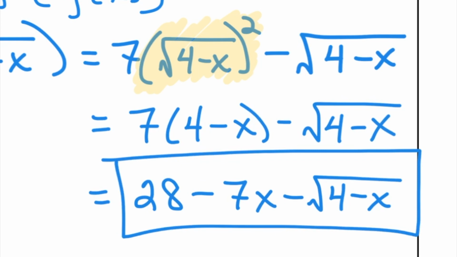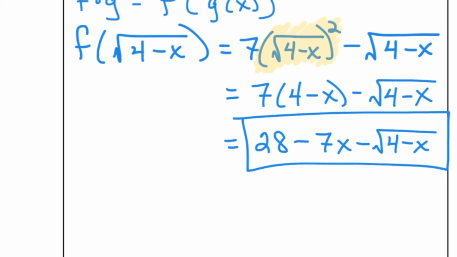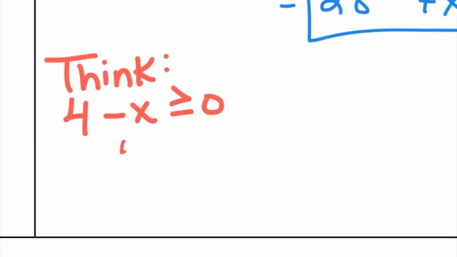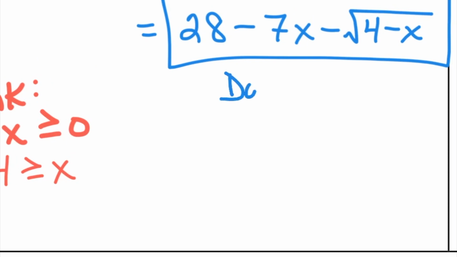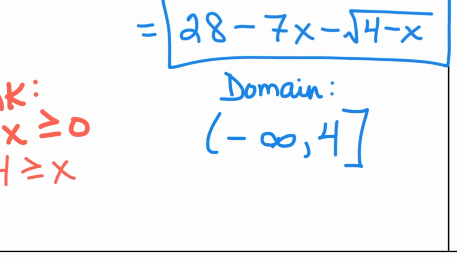But remember that you can't have a negative inside of a radical. So for your domain, you want to keep 4 minus x greater than or equal to 0. And so 4 is going to be greater than or equal to x. And so your domain here for this problem, domain is going to be negative infinity to that positive 4 that we just computed, including the 4.